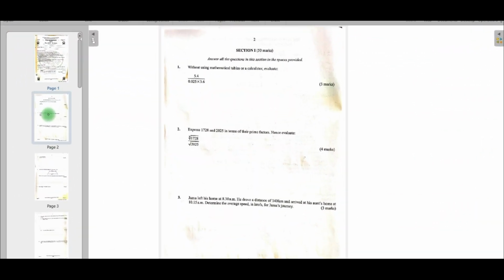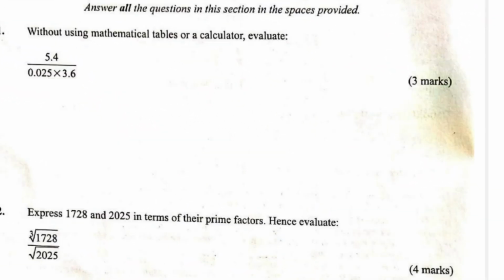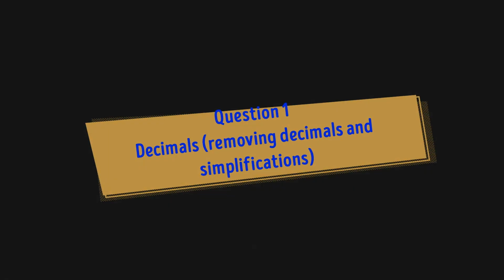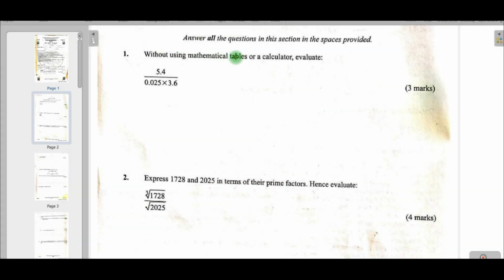And let us begin with the first question. So we have the first question, which is, without using mathematical table or a calculator, evaluate 5.4 all over 0.025 times 3.6. So let us start working out this.